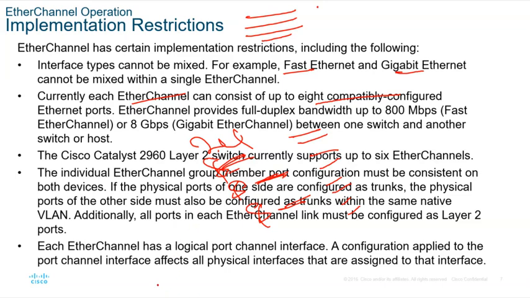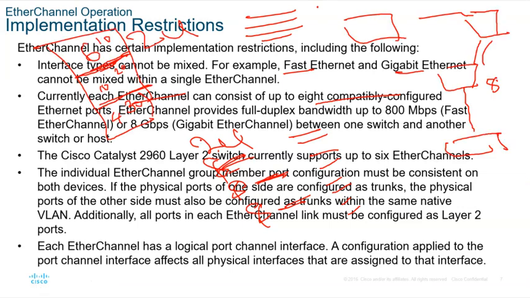Cisco Catalyst switch layer currently supports up to 6 EtherChannels. Yes, please, in the configurations, you have to make sure that all the settings are consistent. Maintain the consistency on both ends, this side and then the other side.